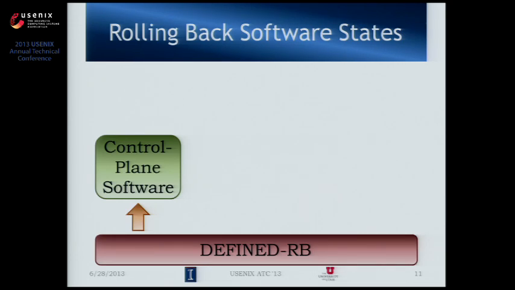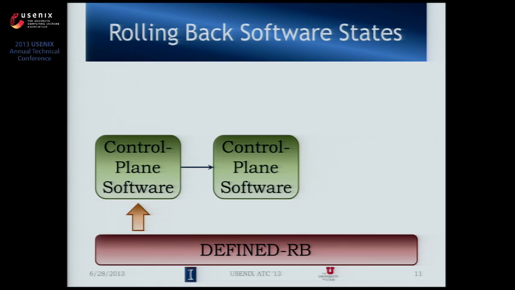To be able to roll back control plane software states, we use a modified fork system call. When a control plane software is started, DefineRB instructs the control plane software to make a fork call to preserve the state of the control plane software itself. We modify the fork call so that non-deterministic data such as PID and open files are preserved across the different processes. The parent process is used to maintain the states that we want to preserve, and the child process is going to carry on the execution.